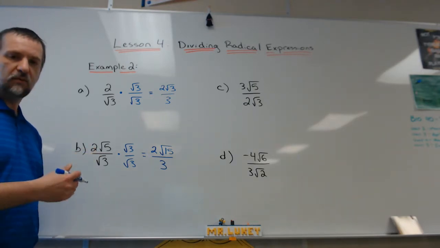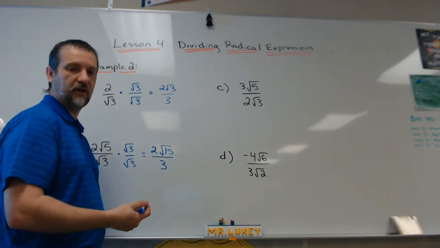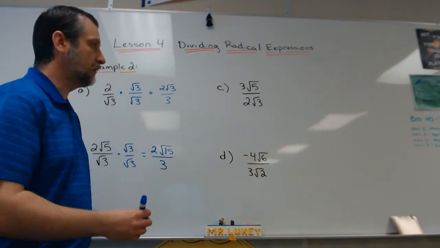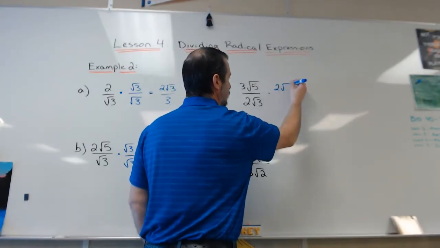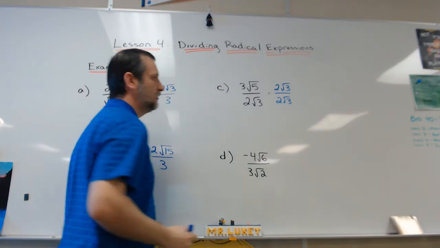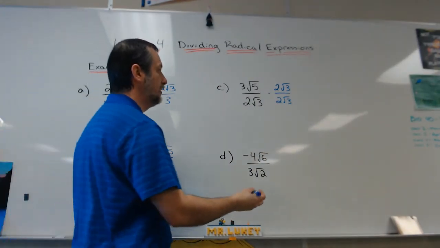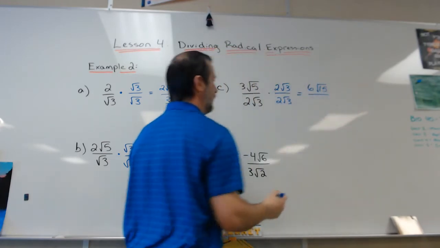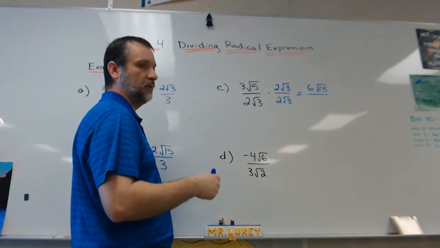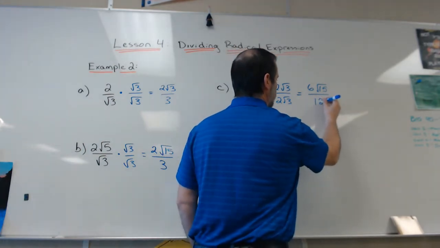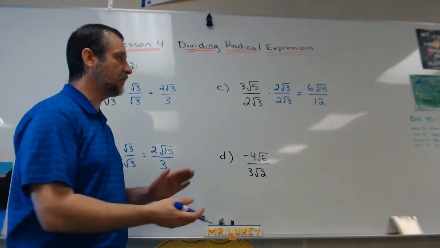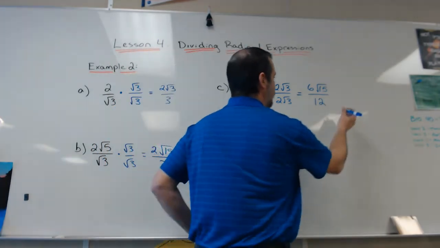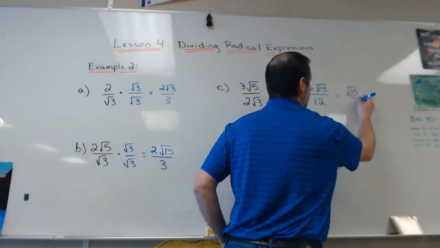For C, now we're looking at this situation. We have 3 times the square root of 5 over 2 times the square root of 3. There are a couple of ways we can do this, but there is an easier way. I can multiply this by 2 times the square root of 3 over 2 times the square root of 3. I get 2 times 3 is 6, root 15. On the bottom, I get 2 times 2 is 4, times root 3 times root 3, which is 4 times 3, which is going to be 12. Then I'm not done yet, because I have coefficients, which can be simplified. So 6 over 12 simplifies to 1/2. So root 15 over 2.